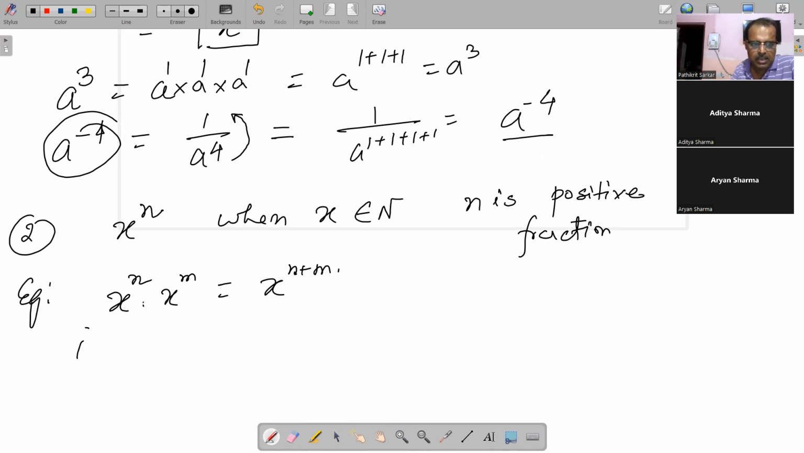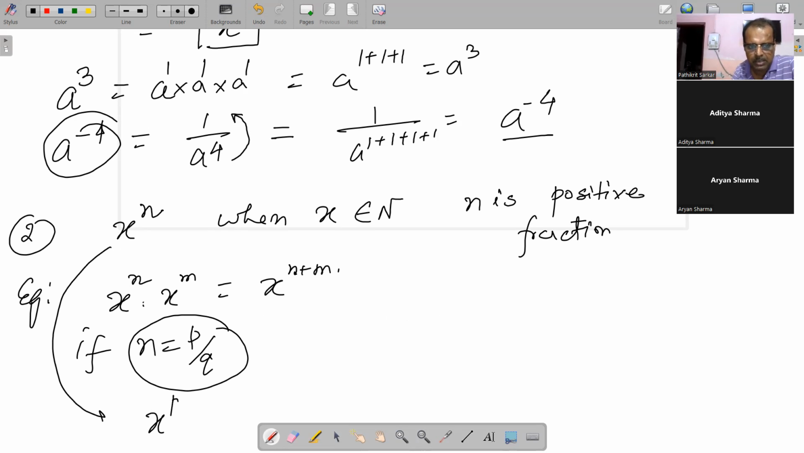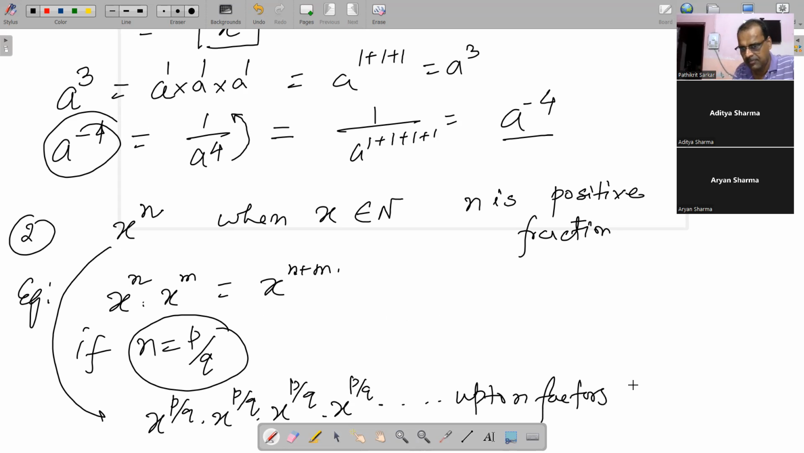Suppose we consider n is equal to p by q. In that scenario we have to write it this way: x to the power p by q, into x to the power p by q, then x to the power p by q, and this will continue up to n factors. That means ultimately it comes down to x to the power n into p by q.